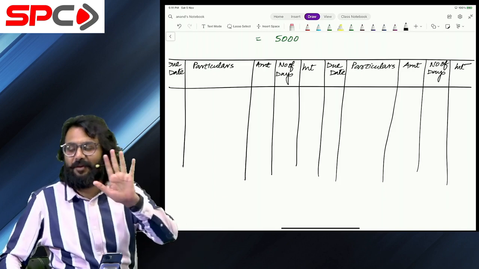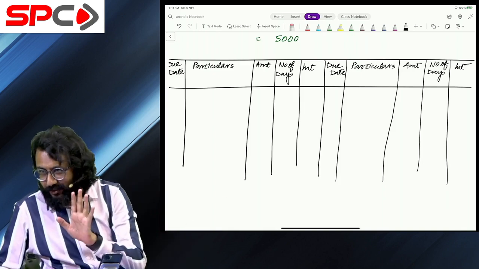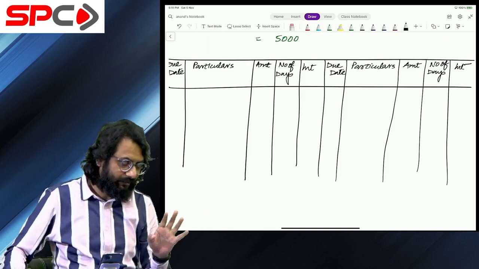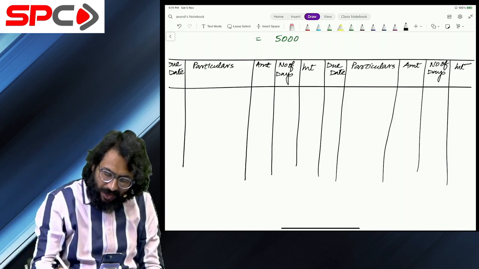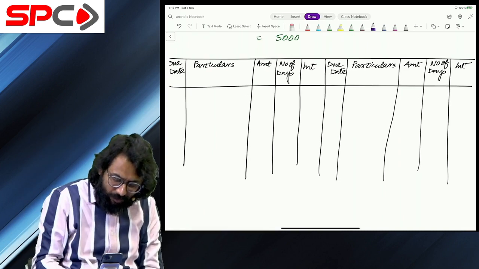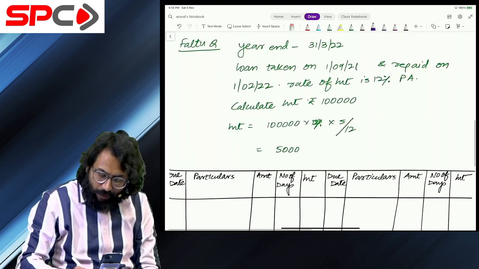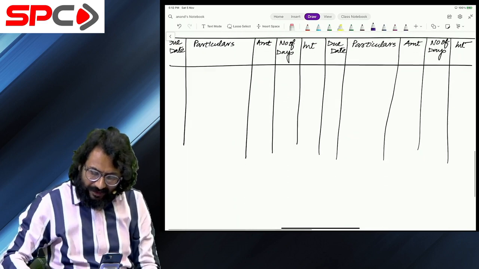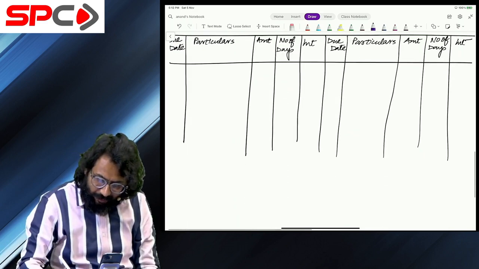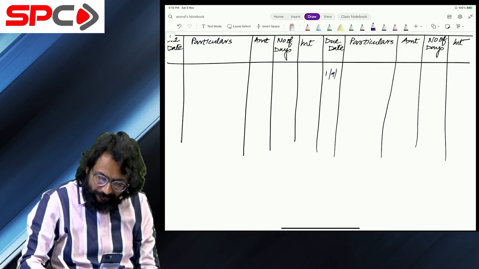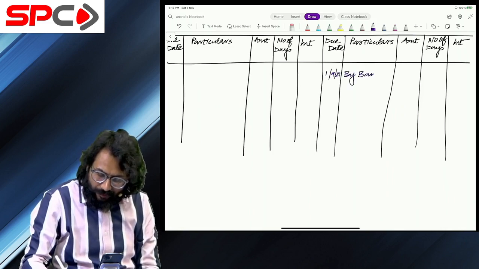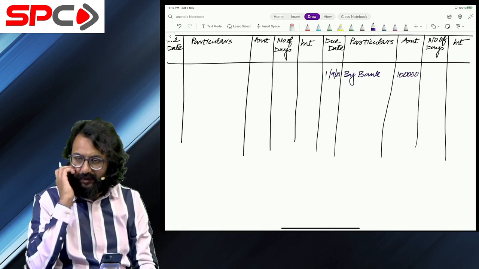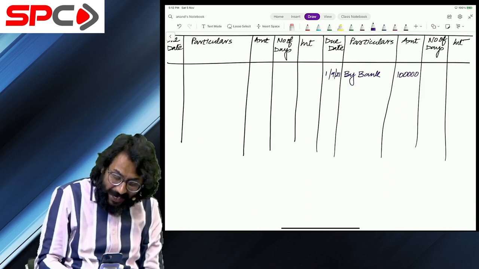So you have calculated interest of 5,000 without me teaching you. Did I teach you? No. So let me tell you how and what I am going to do. I am going to say loan taken. So my entry is bank to loan. So I'll say in the party account, the due date is 1/9/21. By bank, I have taken a loan of rupees 1 lakh. Say yes. And then my dear friend, I have repaid.